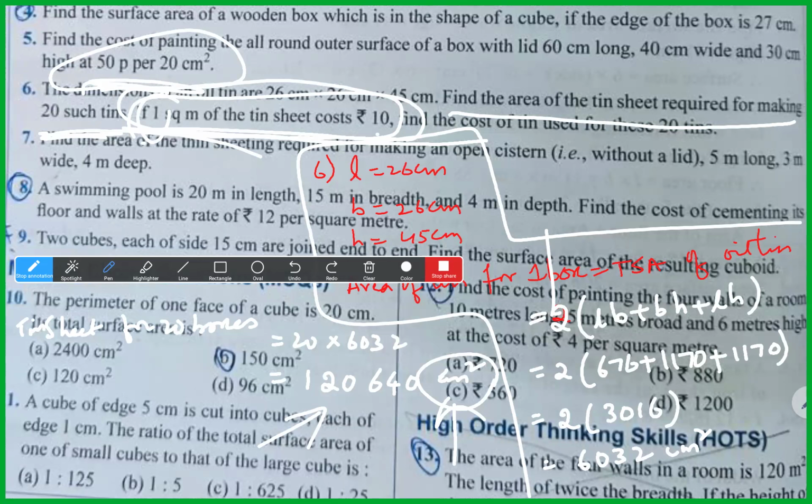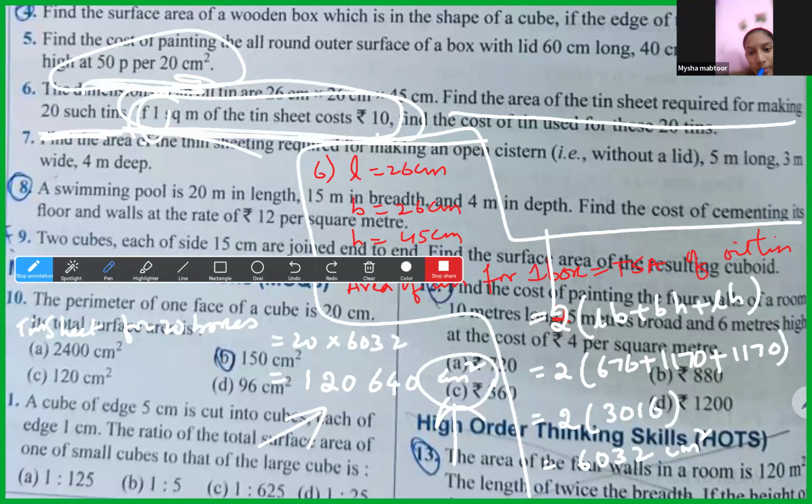Yes, sir. In the previous question, they didn't give the cost for 1 centimeter square. They gave it for 20 centimeter square. That's the reason why 50 by 20 came there. 50 by 20 is the 1 centimeter square cost actually. 20 centimeter square is 50 paise, so 1 centimeter square will be 50 by 20.